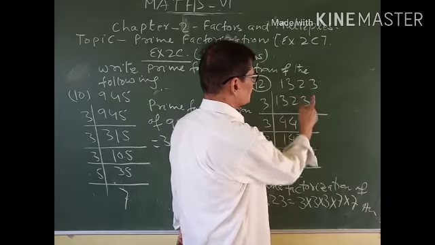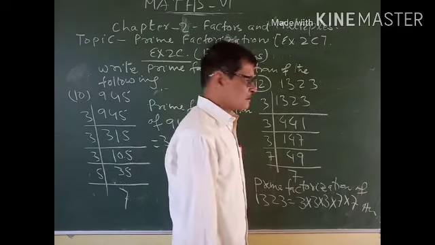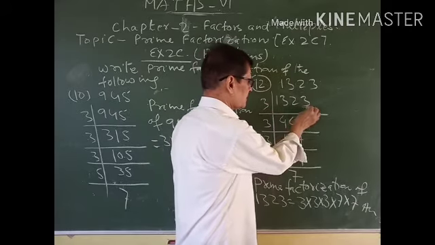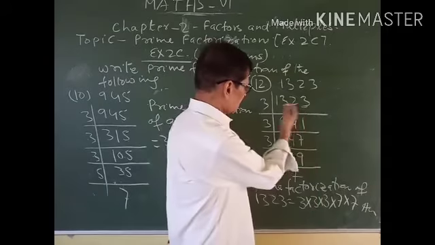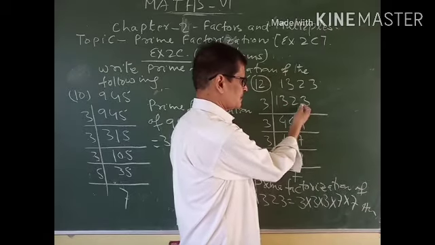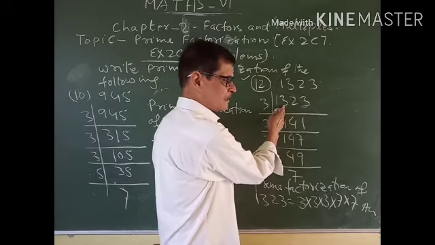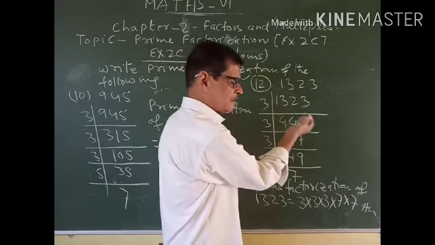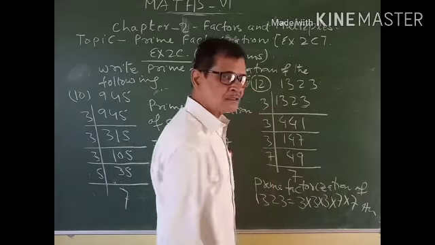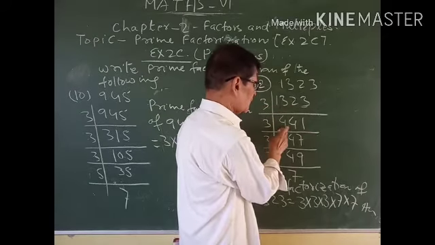1323. This is a larger number. First of all, check whether it is divisible by 2. This number ends with 3, which is an odd number, so it is not divisible by 2. Now come to the divisibility test by 3. Add the digits: 3, 2, 5, 5, 3, 8, 8, 1, 9. 9 is divisible by 3. Therefore, this number is also divisible by 3. If you divide this number by 3, you will get 441.